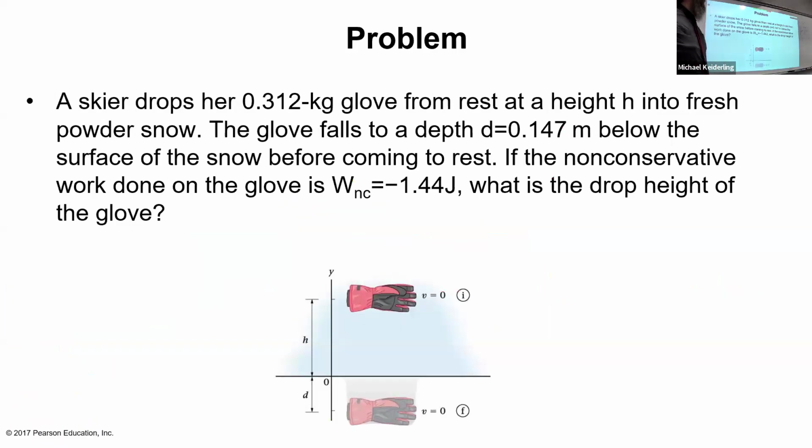Here we have a skier who drops our 3.12 kilogram glove from rest at a height of 8 into fresh powder snow. The glove falls to a depth of 0.147 meters below the surface of the snow before coming to rest. If the non-conservative work done on the glove is minus 1.44 joules, what is the drop height of the glove?